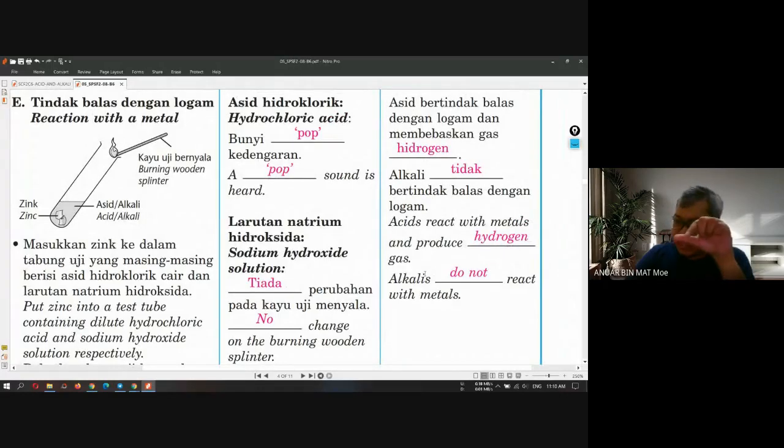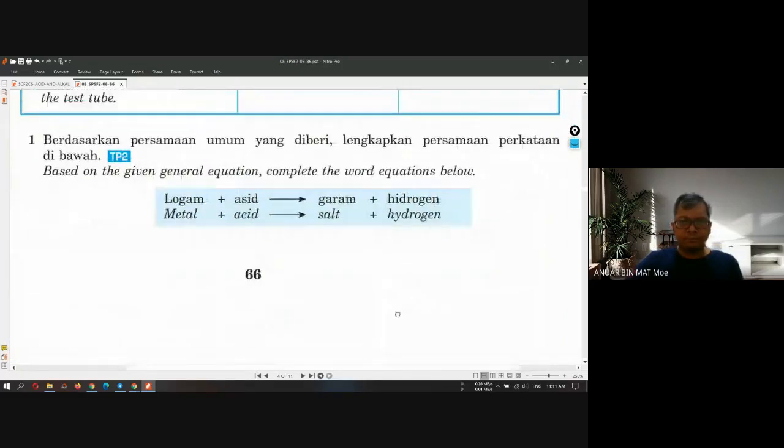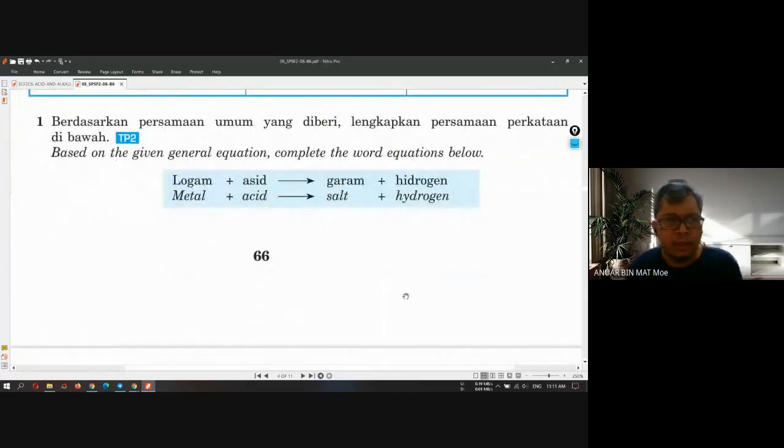When you put metal into the acid, there is a reaction. When you put metal into the alkali, there is no reaction, meaning that there is no gas released from the metal. But if you put metal inside the acid, there is a gas released from the metal. The gas is hydrogen. Next one.